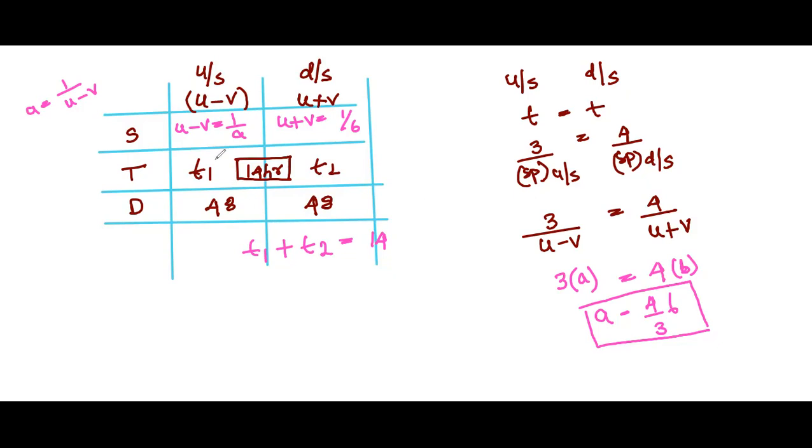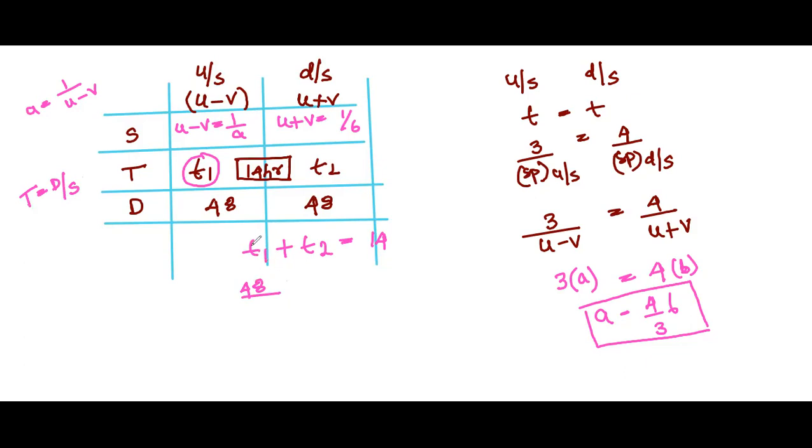Now what I will do that, so we know that T1, what is the time? Time is always distance by speed. Okay, so what is the distance here? Simply distance is 48 divided by speed. So what is the speed here?